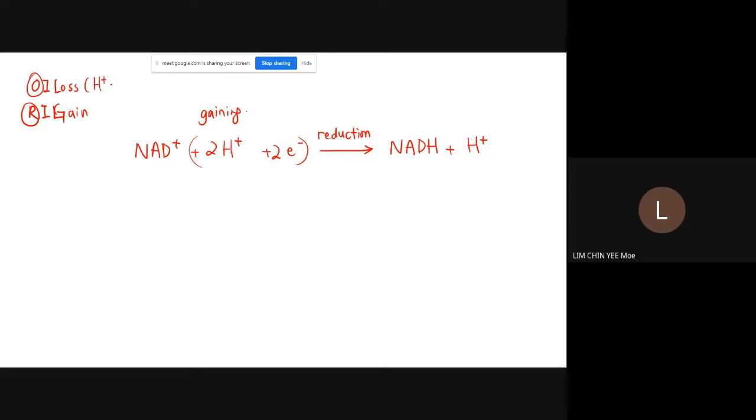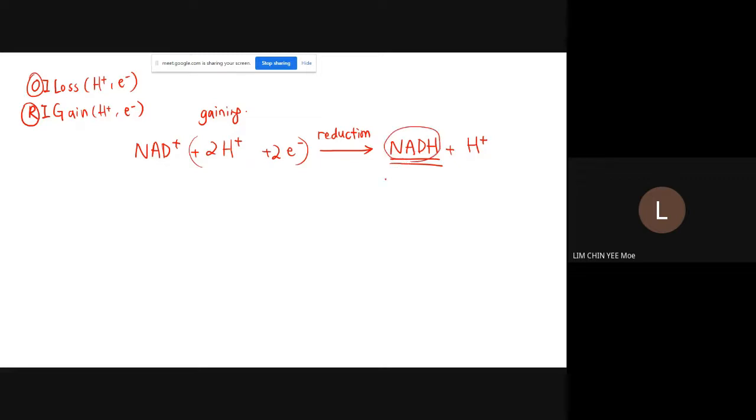Loss what? Loss hydrogen, loss electron. Kalau gain, dia gain hydrogen, gain electron. So dekat sini, you boleh nampak NAD plus ini dia gain. Dia gain hydrogen, gain electron. That's why it is reduction. So NAD plus, dia dah reduce to become NADH. Yeah. So NAD plus is reduced to NADH.